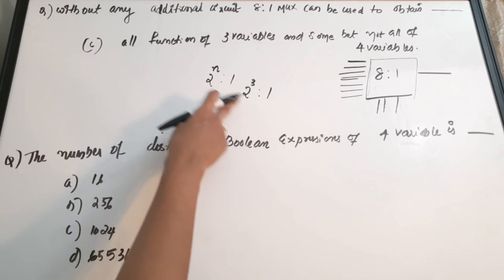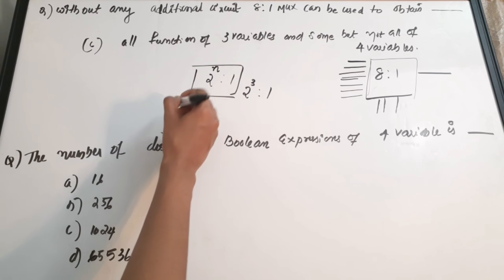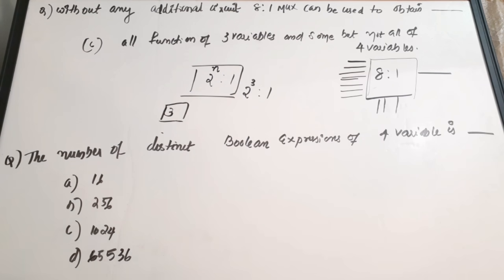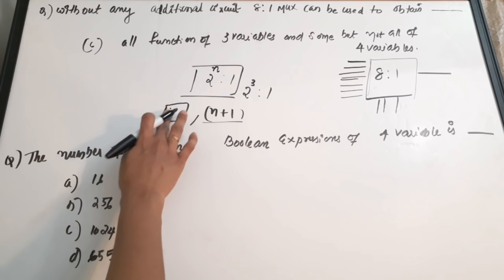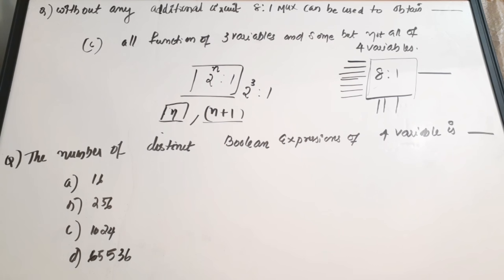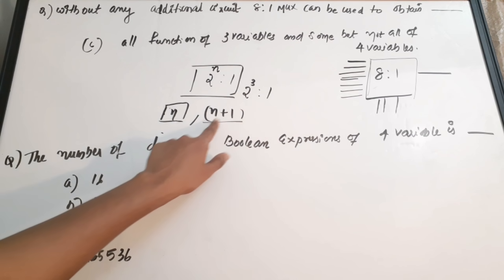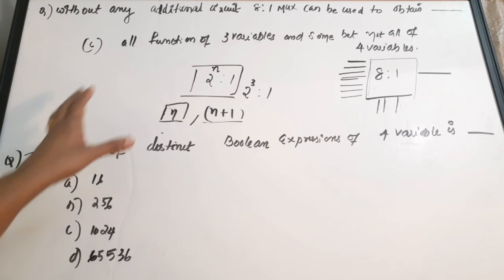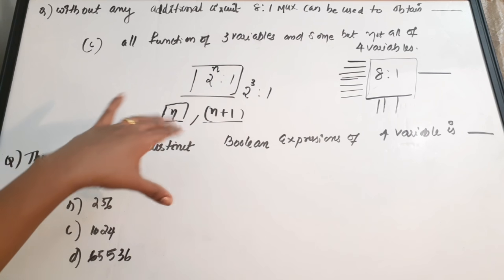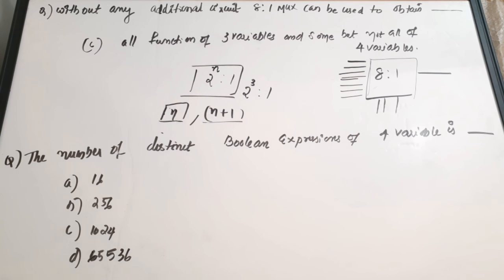And if it is a 2^n:1 mux, you can implement all functions of n variables. Here it is 3. So you can implement all n variable functions and also some portion of the n+1 variable functions also. Okay. Here n is 3. So you can implement all functions of 3 variables and also some functions of n+1, that is 3+1, which is 4 variables. You cannot implement all Boolean functions using 4 variables, but you can implement some of them. But anyway, you can implement all 3 variable functions without having any additional circuitry. The correct answer is all functions of 3 variables and some but not all of 4 variables.